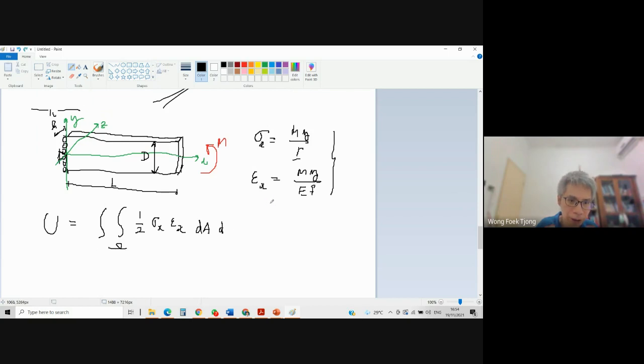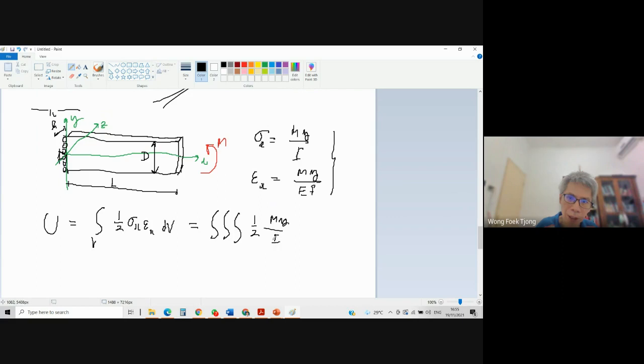Sorry, let me change things. Okay, let me use just this formula: the volume integral of 1/2 sigma x epsilon x dV. For some reason, because later I want to convert to I, the moment of inertia, okay? But here, what is the volume integral? The volume integral consists of 3 integrals, okay?